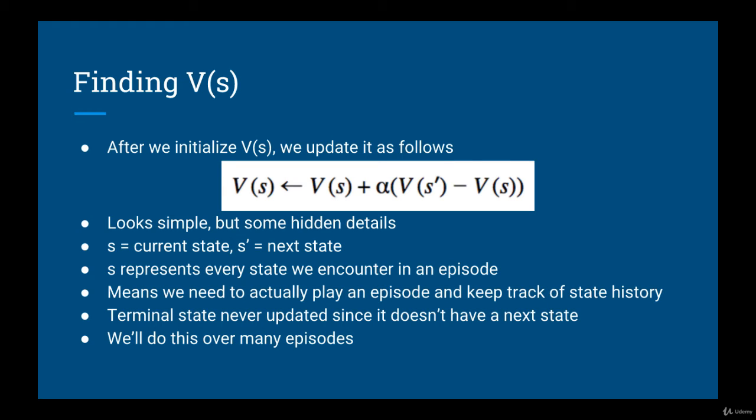The first detail is that S here means all states that we encountered in an episode. So that means for each iteration of the loop, we actually need to play the game and remember all the states we were in. We then loop through each of the states in the state history and update the value using this equation. Notice that the value of the terminal state will never get updated because this equation updates a state's value based on the next state value, which does not exist if we're in a terminal state. Or in other words, if S is terminal, then S prime doesn't exist.